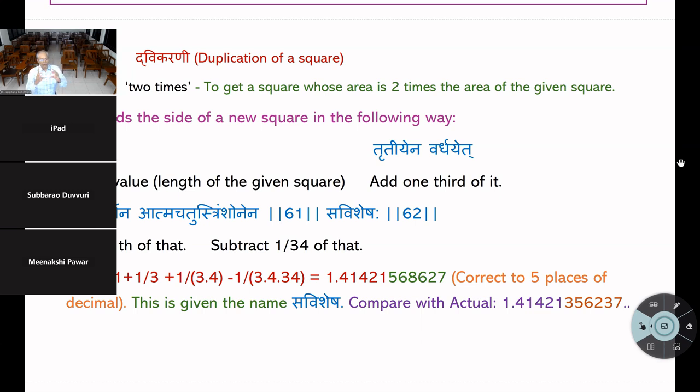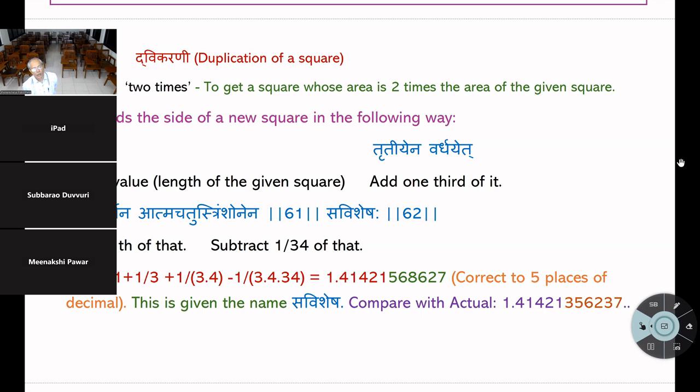The 34th part of whatever last thing is, that you should subtract. So the formula becomes root 2 is approximately equal to 1 plus 1 upon 3 plus 1 upon 3 into 4 minus 1 upon 3 into 4 into 34. And that approximation, by whatever way 34 is obtained by our mathematician Bodhayana, gives you a value of root 2 correct to 5 places of decimal, which is a very good achievement. It is an outstanding achievement.